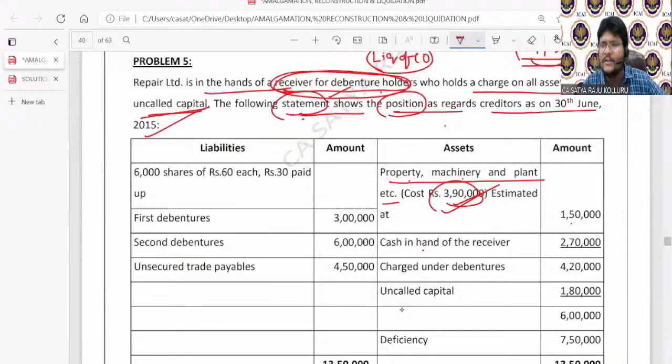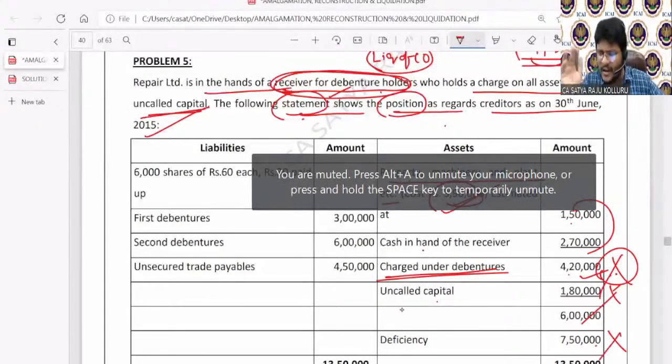Cash in hand of the receiver, cash and cash equivalent 2,70,000. Charged under debentures. Sir, what is this 4,20,000, sir? He added 1,50,000 plus 2,70,000. Then he got 4,20,000, which is irrelevant for me. In the balance sheet, we don't consider that amount. Uncalled capital never forms part of the balance sheet. Deficiency, which is irrelevant for me.